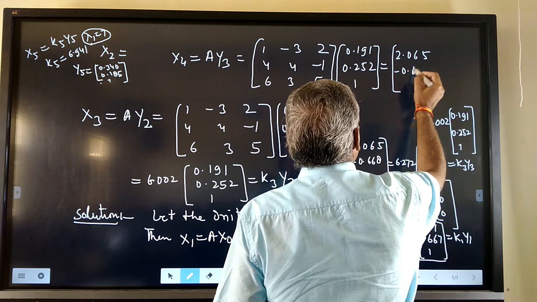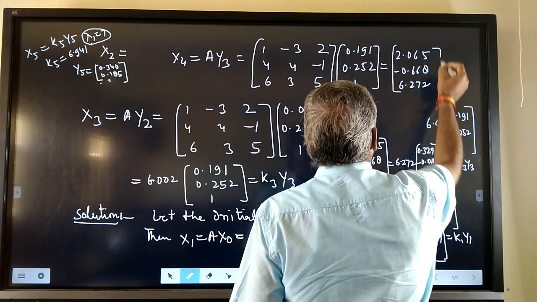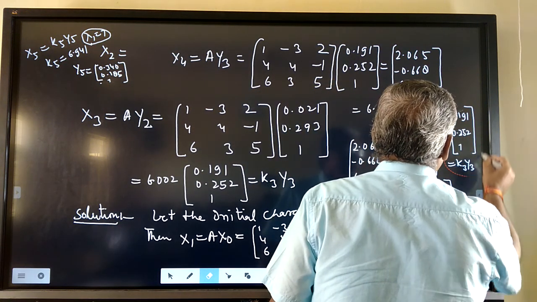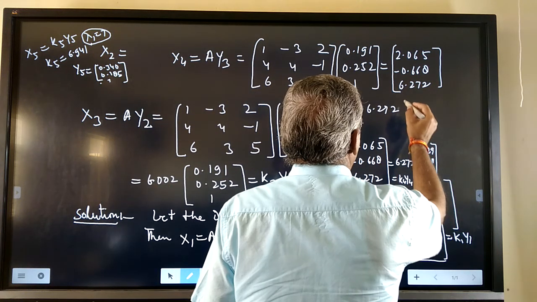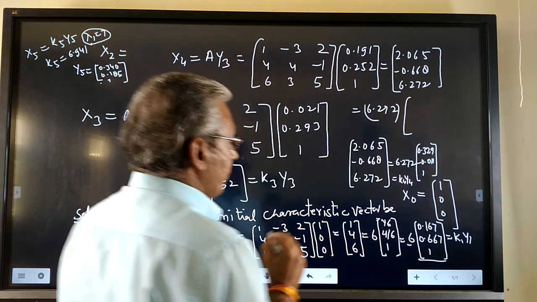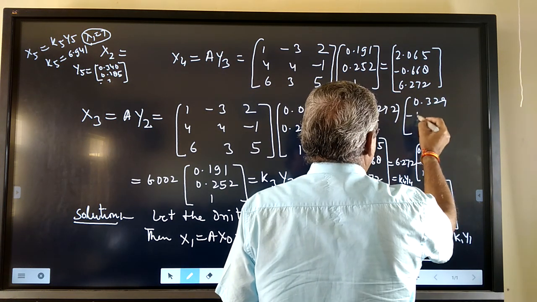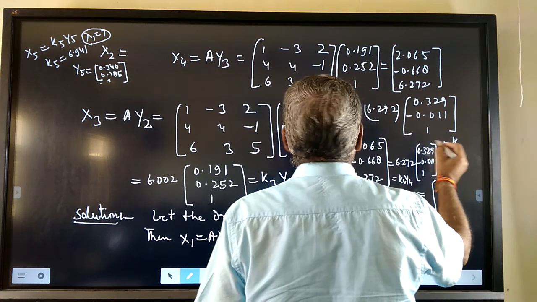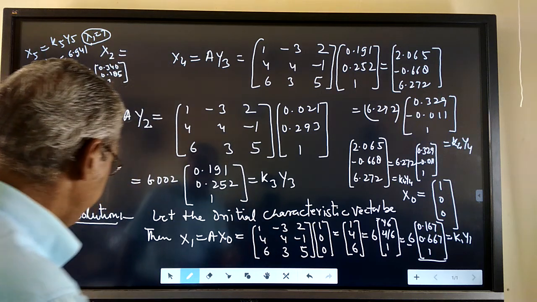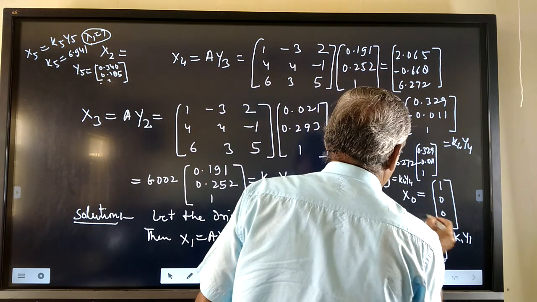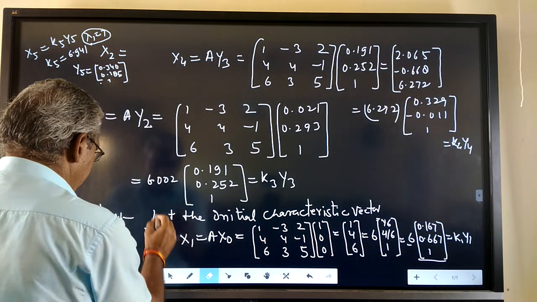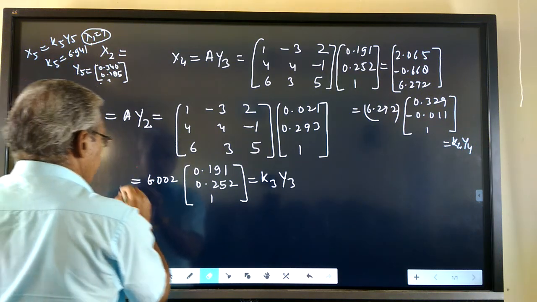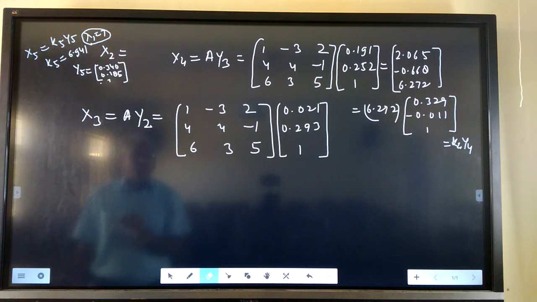[2.065, -0.668, 6.272]. Taking 6.272 common, this is [0.329, -0.011, 1]. Suppose it is k4 y4.